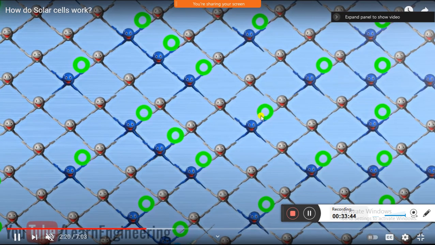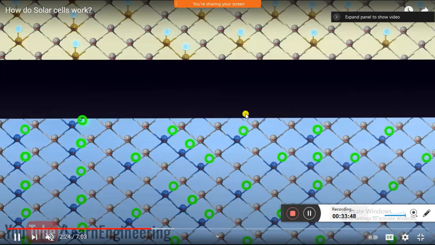See, here the hole is created. In the previous one, the excess electron is created. Here the hole is created. This is what p type is, and the previous one is n type.